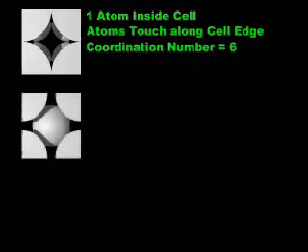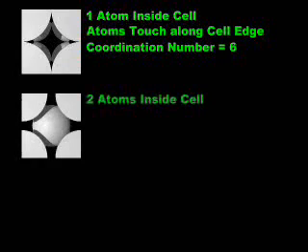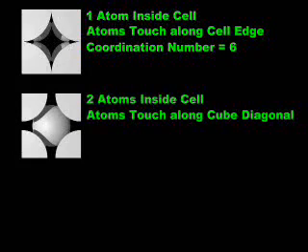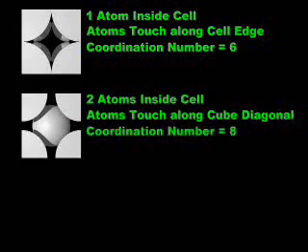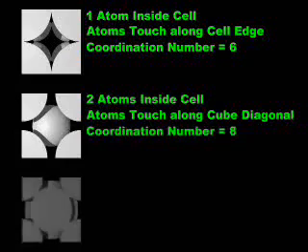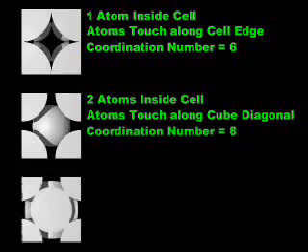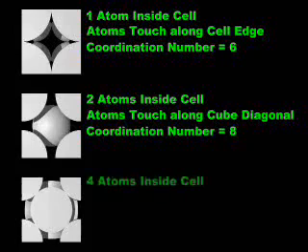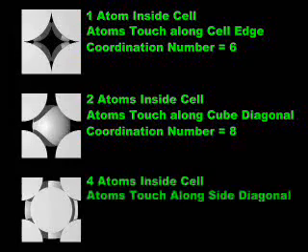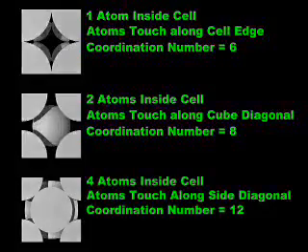The unit cell for the body-centered cubic structure contains the equivalent of 2 atoms inside the cell. The atoms touch along the cube diagonal of the cell and the coordination number is 8. The unit cell for the face-centered cubic structure contains the equivalent of 4 atoms inside the cell. The atoms touch along the side diagonal of the cell and the coordination number is 12.